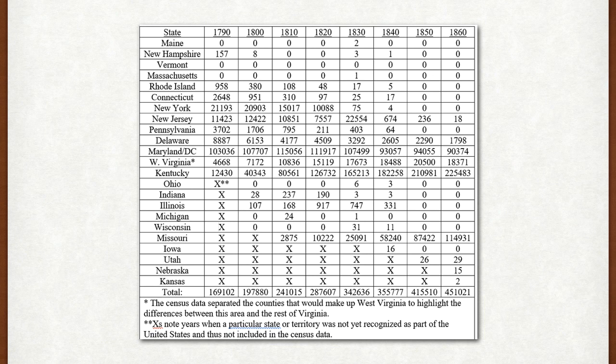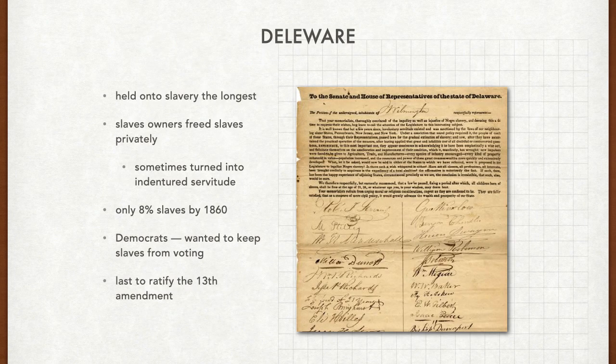Now, the final state we're going to talk about is a very small state. It's where my sister lives, coincidentally, and I mentioned before it was the last state to adopt the 13th Amendment, which formally got rid of slavery in this country. So the state of Delaware. Delaware held on to slavery the longest, even past when the institution was profitable for the state. Even when they couldn't make money off of slaves, they still had slaves.